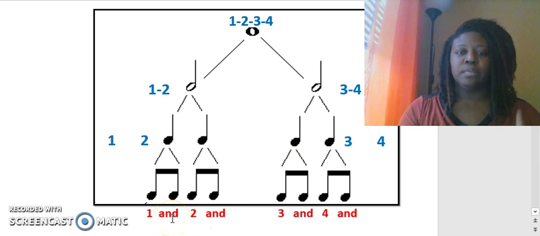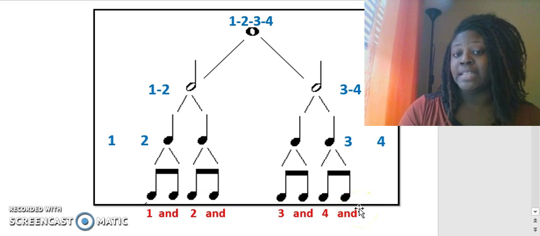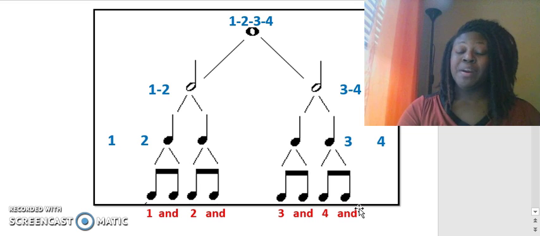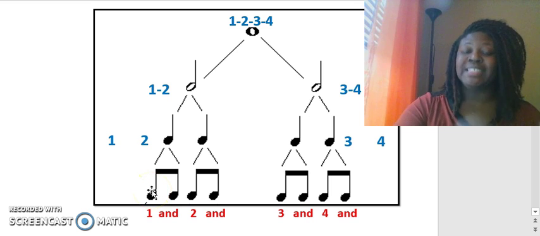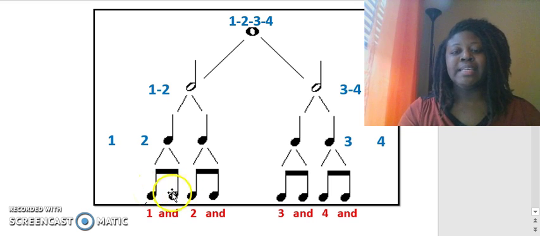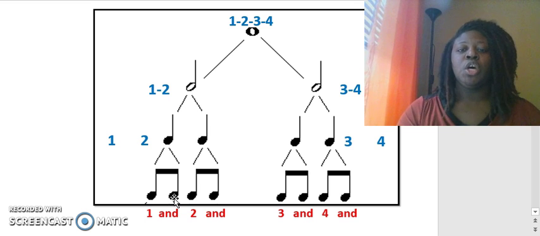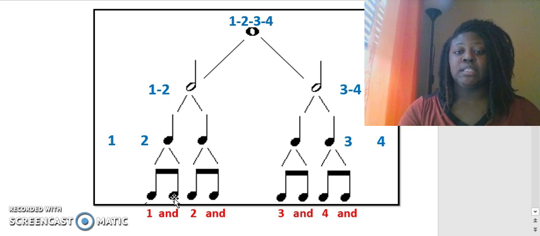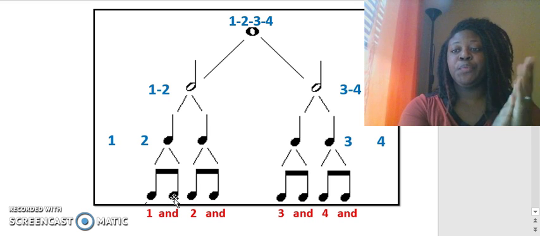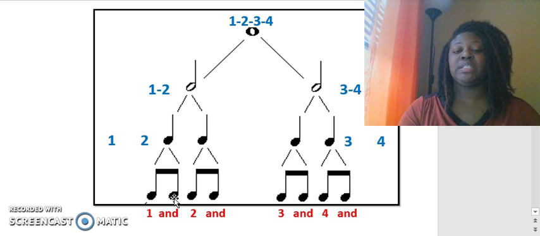So this is how we count 8th notes: 1 and 2 and 3 and 4 and. So we have the word and. Whenever you have a pair of 8th notes, the first 8th note gets a number, and the second one gets the word and, okay, because there are 2 sounds. If I were to clap the 8th notes while I spoke the counts, it would sound like this: 1 and 2 and 3 and 4 and. Now if I were to clap it without speaking, it would sound like this.